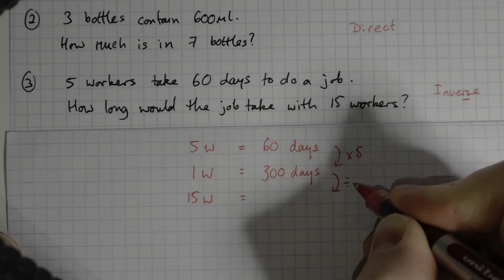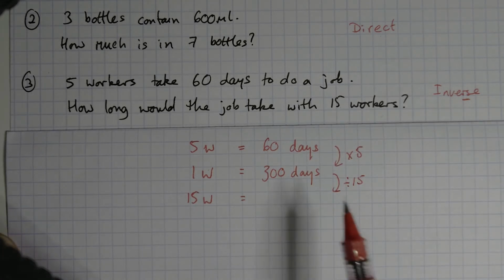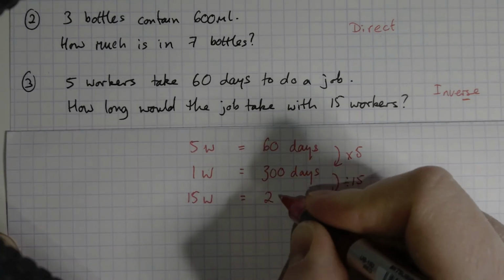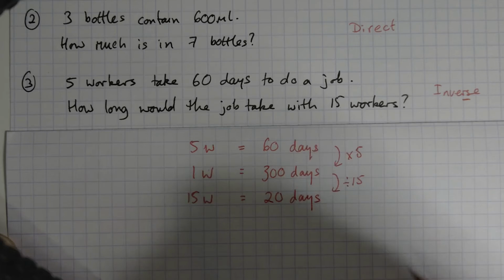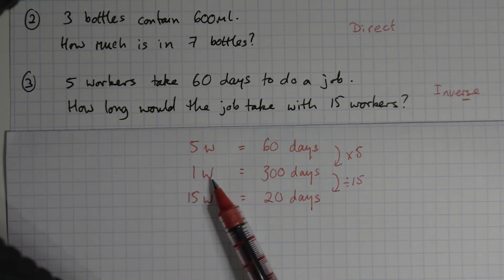Let's divide this by 15 to see how long that takes. Again, this is fairly easy without a calculator. I know 30 divided by 15 is 2, so this is 20 days. So I've done the method again where you take it down to 1 worker first of all, and then take it back up to 15.